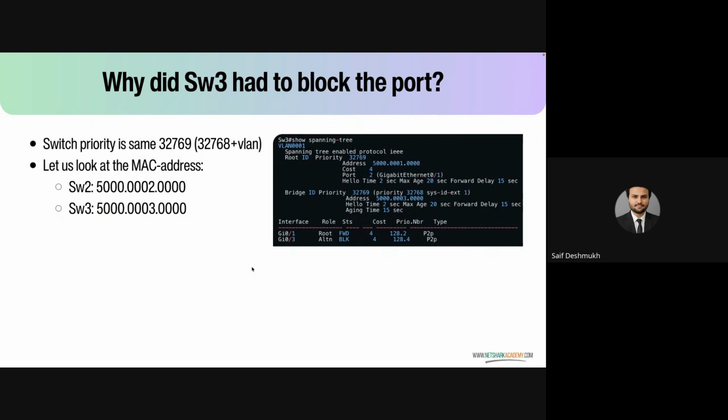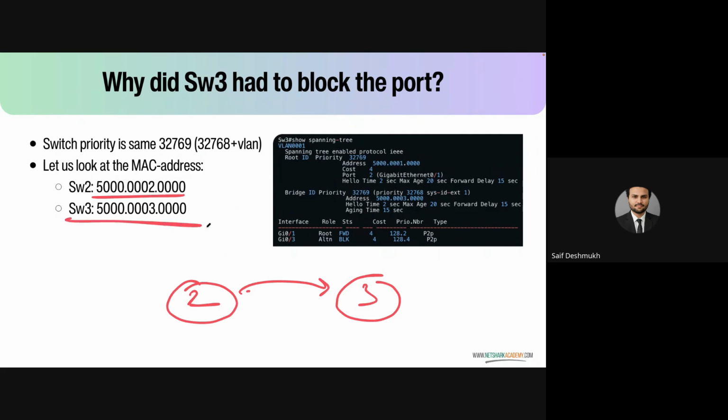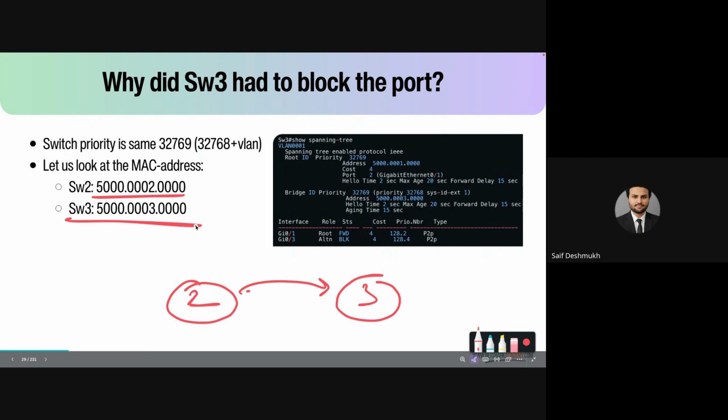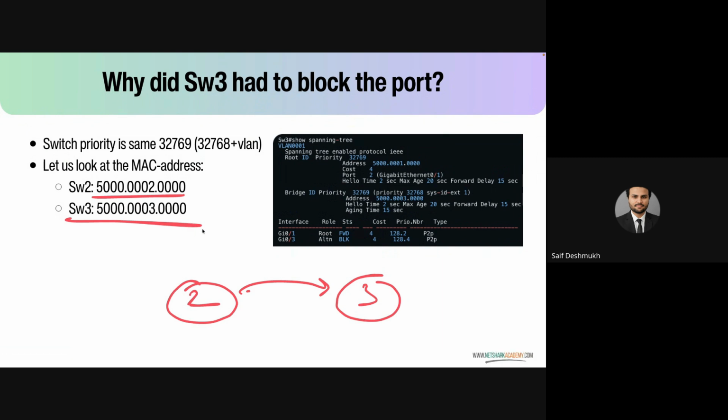But why did switch 3 have to block the interface? Switch 2 and 3 were both sending each other BPDUs. They don't tell anyone, they simply decide based on what they have of themselves and what they're receiving. Switch 3 knew its own MAC address and priority. Priority is the same, so let's compare the MAC address. Both knew, I'm not going to block the interface, I will block the interface.